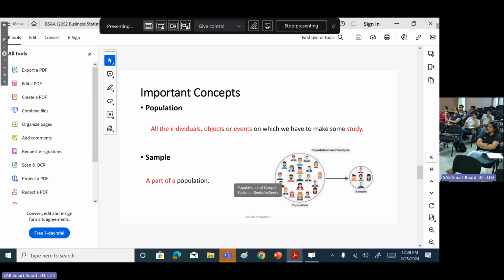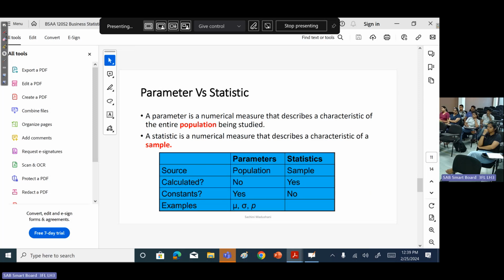Then what is the meaning of sample? Part of the population. This picture shows that part. This is the population, all the individuals. Part of it we call what? Sample. Understood? Then we are moving to the two characteristics in statistics. Now you know population and sample. Clear? Population means all the individuals in your study. Sample means part of the population.